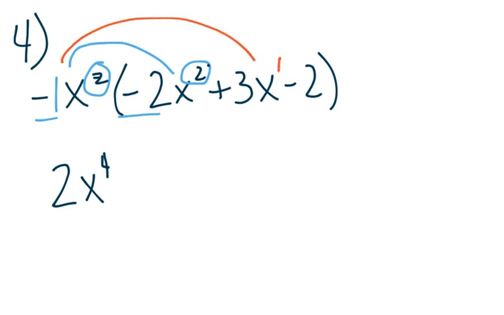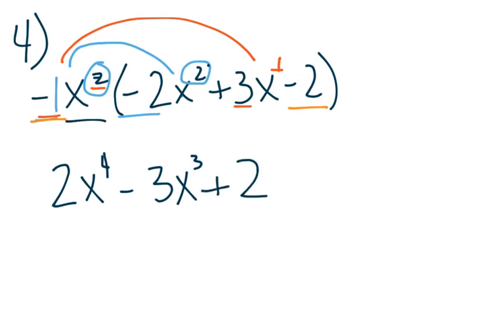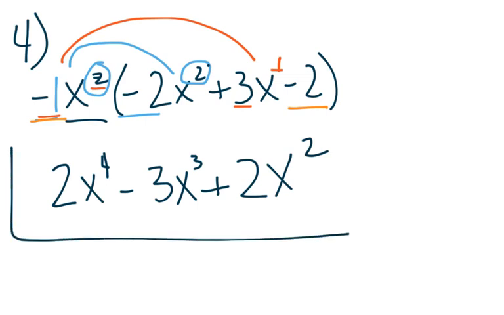Now we want to do negative 1x squared times 3x to the 1st. There's an invisible exponent of 1. So we're doing negative 1 times 3, which is negative 3, x, and we are going to add 2 plus 1, so that's 3. So 3x to the 3rd, and then we have our last one, negative 1 times negative 2, that's positive 2, and then x squared. So this is your answer for number 4.